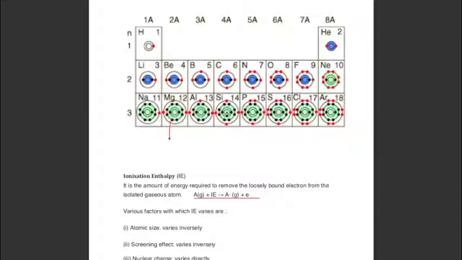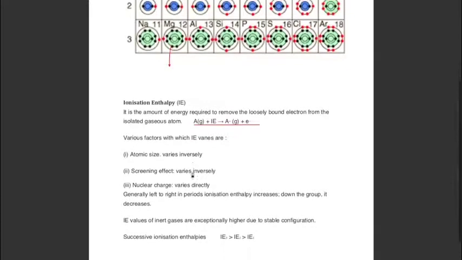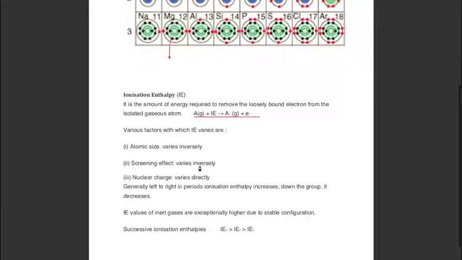Third is nuclear charge. Ionization enthalpy varies directly with nuclear charge. As we have discussed in these cases, the more the nuclear charge, the more strongly electrons are bonded with the nucleus, and hence we have to supply more energy. So generally from left to right in a period, ionization enthalpy increases, and from top to bottom in a group it decreases.